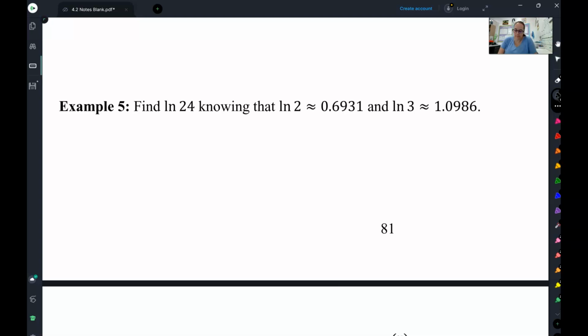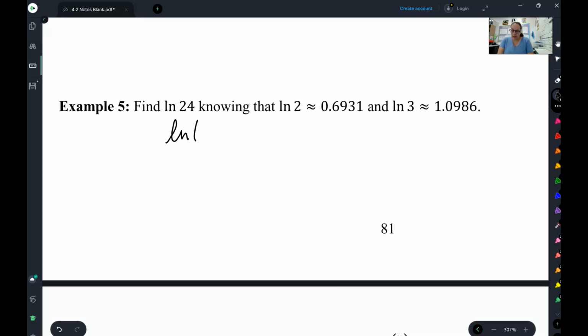Let's look at this problem. It says to find ln of 24. Now, I am well aware that you could plug ln of 24 into your calculator and get an answer. However, that's not what this problem is testing. This problem actually is testing if you know the properties of logarithms and how to use them. So let me show you what I mean by that.